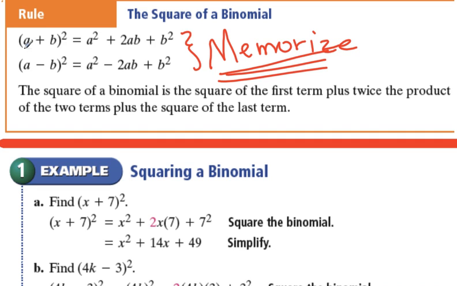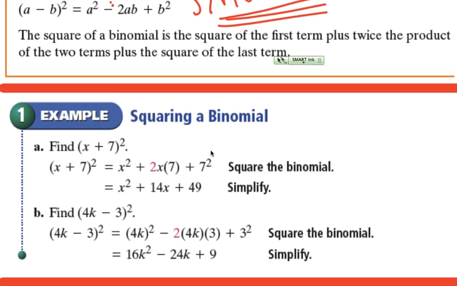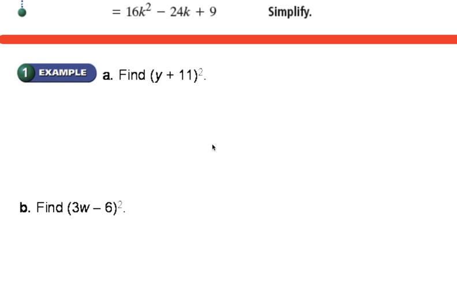So if we have a plus b, we have a single binomial squared. It's the first term squared, the last term squared, and then we multiply the two terms together and double them. So if it's positive, it will be positive. If it's negative, it's going to be negative. It's wonderful. This thing is so wonderful. Now, worst case scenario, you forget how to do that, you can always FOIL. But I'm telling you, you want to learn how to do this particular method using this property. All right, so we have find y plus 11 squared.